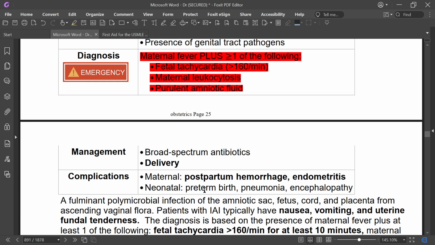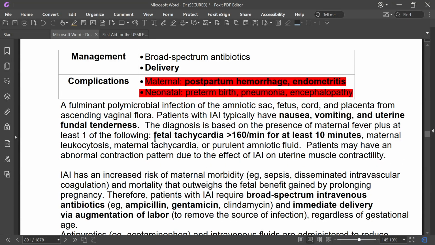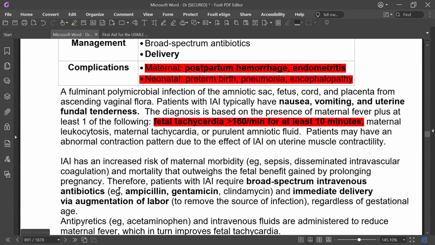Treatment is broad-spectrum antibiotics. Maternal complications are PPH and endometritis. Neonatal complications are preterm birth, pneumonia, and encephalopathy. Fetal tachycardia is more than 160 for at least 10 minutes. Broad spectrum antibiotics are ampicillin, gentamicin, and clindamycin, along with immediate delivery.